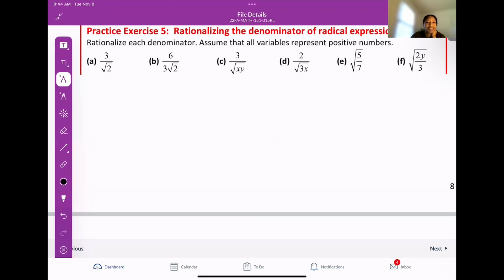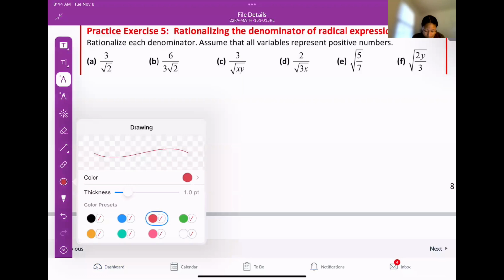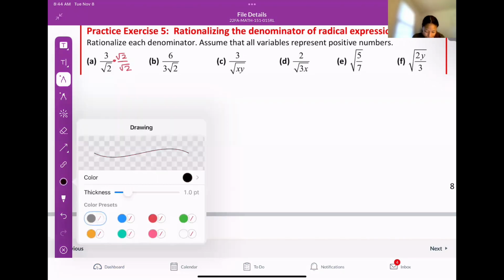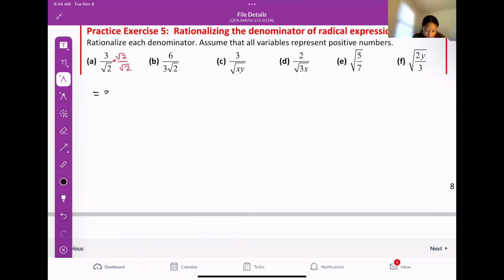For part A, which is 3 over the square root of 2, we have a square root of 2 in our denominator. To rationalize this, we're going to multiply by root 2 over root 2. Then that gives us 3 square root of 2 over the square root of 2 times the square root of 2, which is just 2. And that's it.